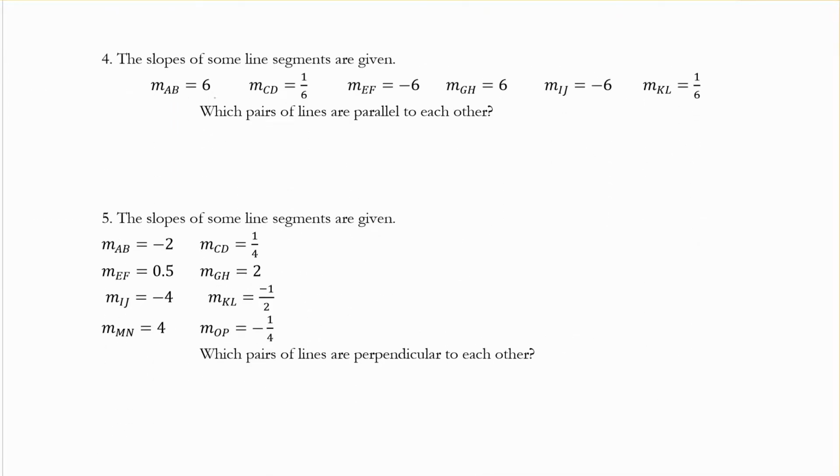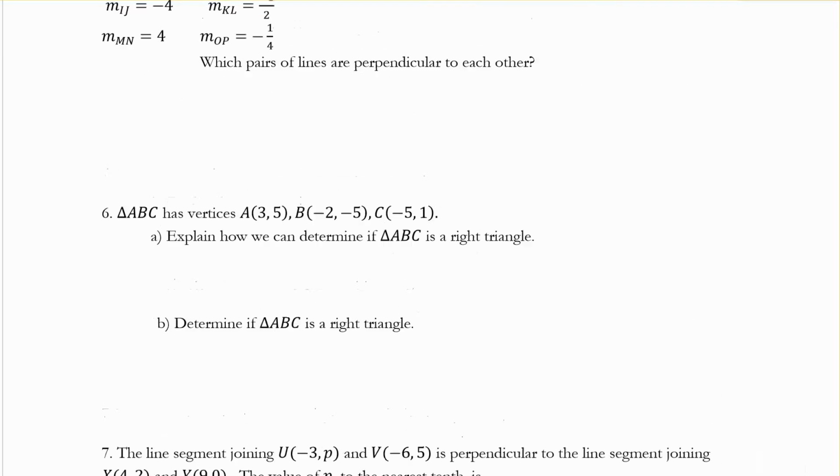Same thing. We can do these to figure out whether, if they're the same slope, then they're parallel. If they multiply to get -1, then they're perpendicular. So that's pretty much it. So you guys go through the rest of these questions on your own.